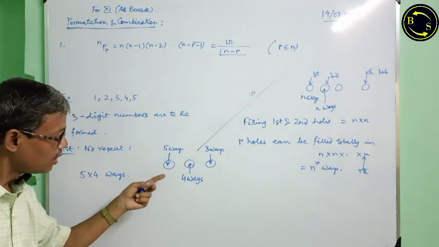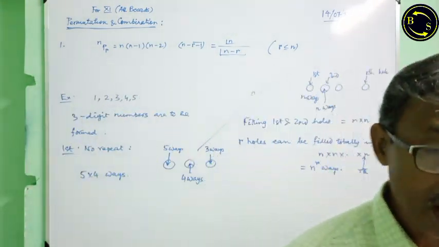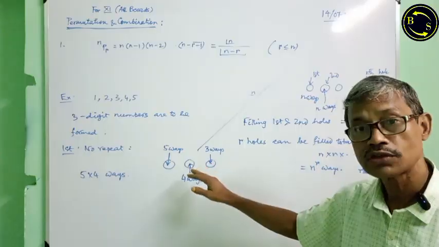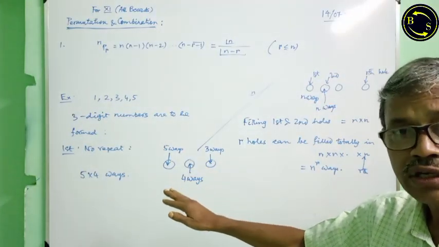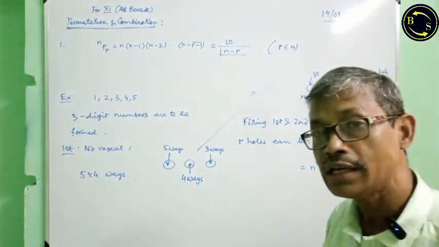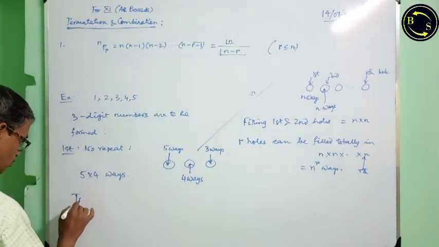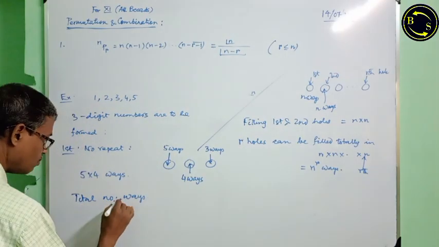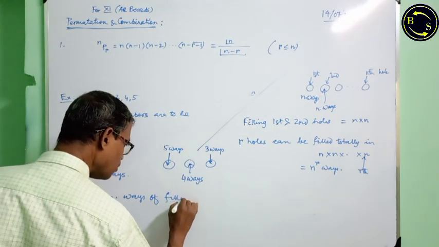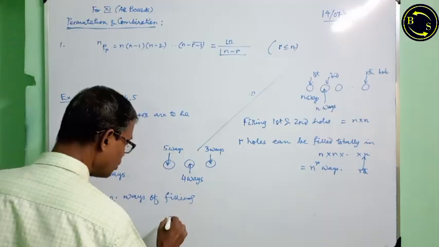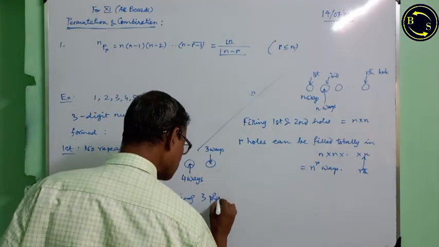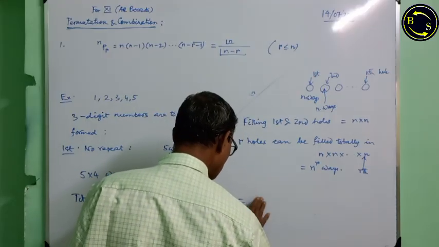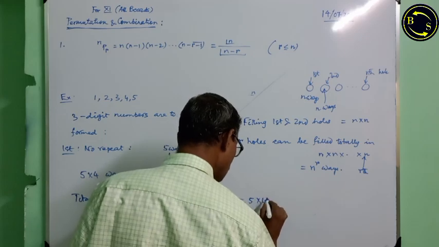Now, filling the first 2 holes in 5 into 4, that means 20 ways, the third place can be filled in 3 ways. Therefore, total number of ways of filling three places is equal to 5 into 4 into 3.